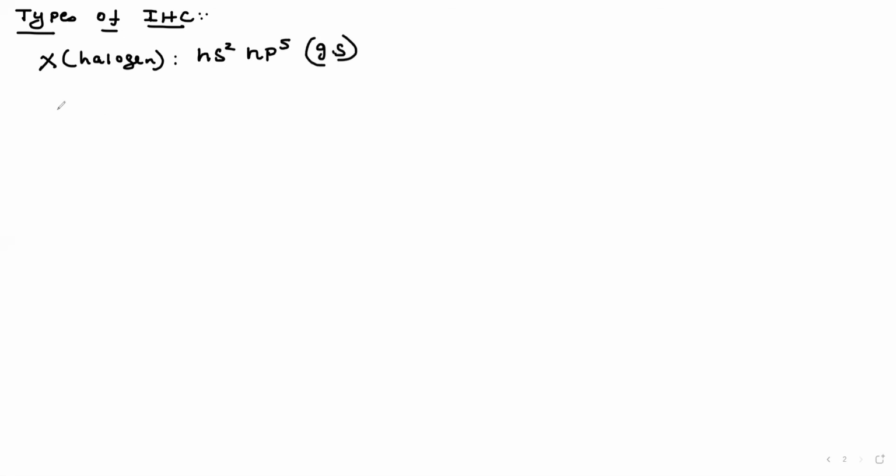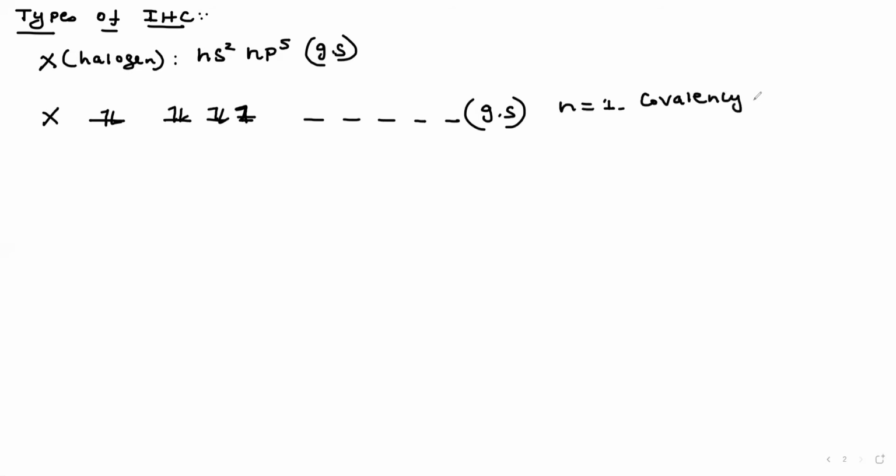Okay. Now this is halogen. See, this is the s orbital. This is the p orbital. 1, 2, 3 is the p orbital. This is the d orbital. This is 1, 2, 3, 4, 5. This is the ground state. Now, how many unpaired electrons? There is only 1 unpaired. Therefore, n is equal to 1. This indicates the covalency. What is covalency? Bond forming capacity. Therefore, covalency should be 1.